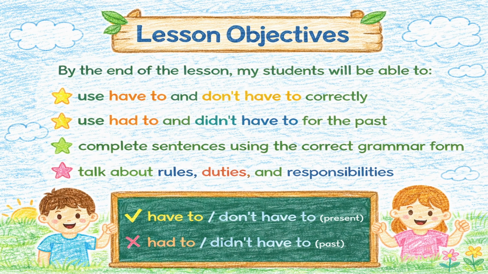Lesson objectives. By the end of the lesson, my students will be able to use have to and don't have to correctly. Use had to and didn't have to for the past. Complete sentences using the correct grammar form. Talk about rules, duties, and responsibilities.